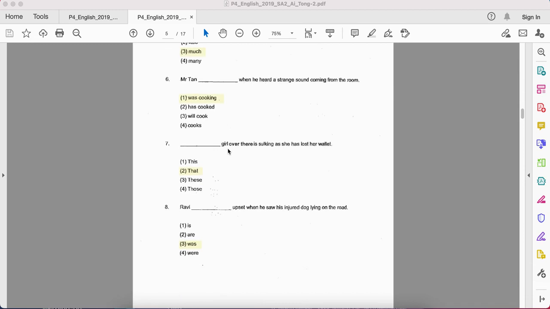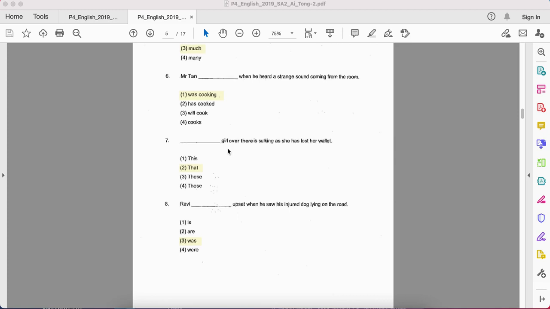Now, question number 7. Blank girl over there is sulking as she has lost her wallet. Okay, now if you look at the answers that you have, you've got this, that, these, and those. Now, the most appropriate answer is obviously going to be that, because you know, it's like you're pointing to the girl over there and you're saying that girl over there is sulking as she has lost her wallet. So that's going to be the most appropriate answer, that, for question number 7.